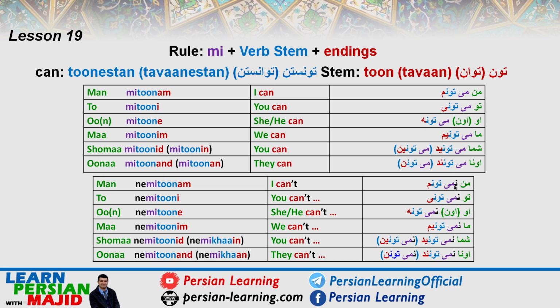Negative, just you have ne here. نمیتونم, نمیتونی, نمیتونه, نمیتونیم, نمیتونید, نمیتونند.